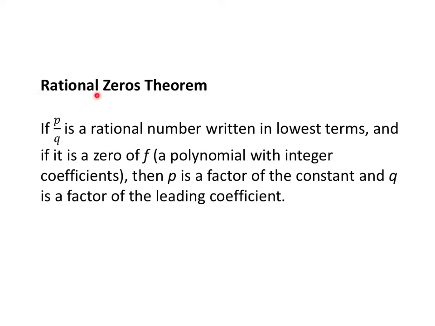First of all, the rational zeros theorem. Rational means that it can be put into a fraction. So if we've got some rational number, some fraction, written in lowest terms, and it's a zero of some polynomial that has integer coefficients, and that's a big deal, it must have integer coefficients, then we can say that the numerator is a factor of the constant term, the one with no x on it, and the denominator is a factor of the leading coefficient, which is the very first number.